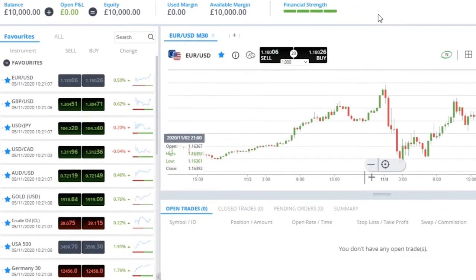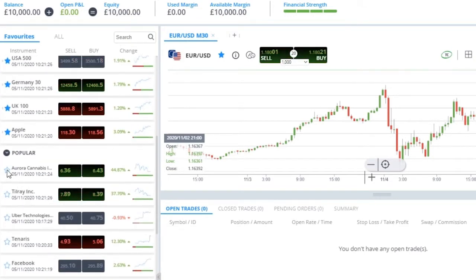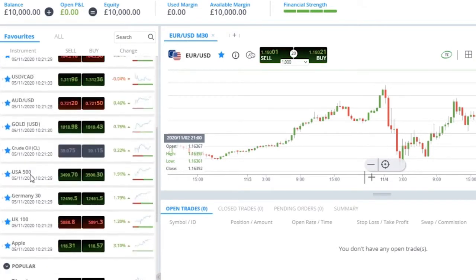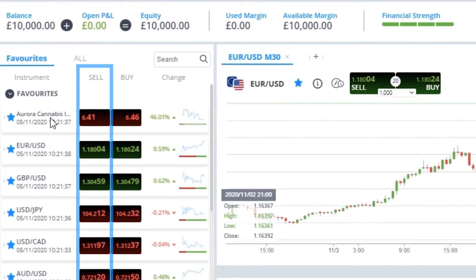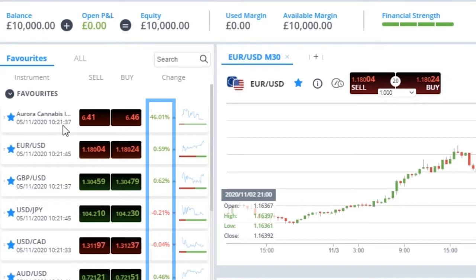Now, you can personalize your Fortrade Pro by choosing your favorite instruments that are going to be displayed automatically in the Favorites section, simply by clicking the star in front of a particular instrument. Here you can see the sell and buy price of a certain instrument, and you should find this useful. On the right hand side, this option provides insight into the market.